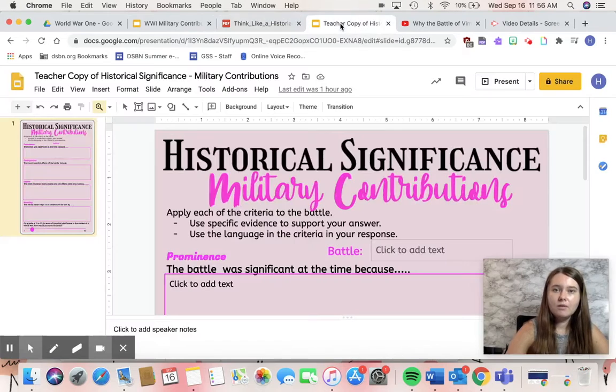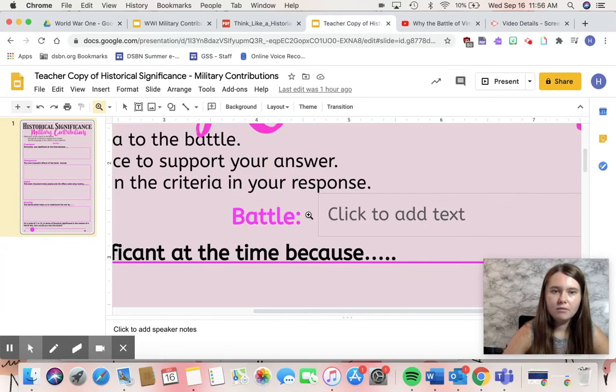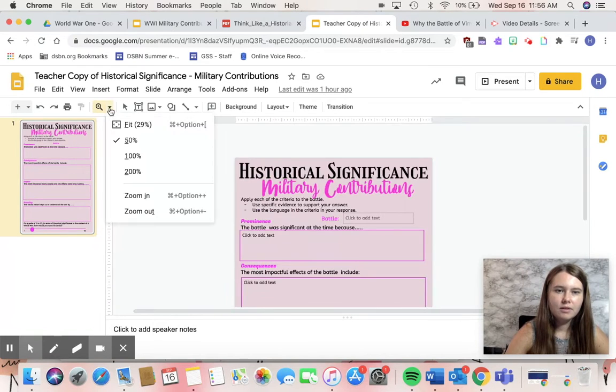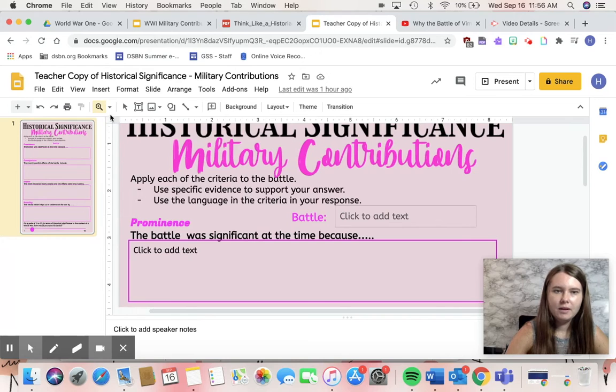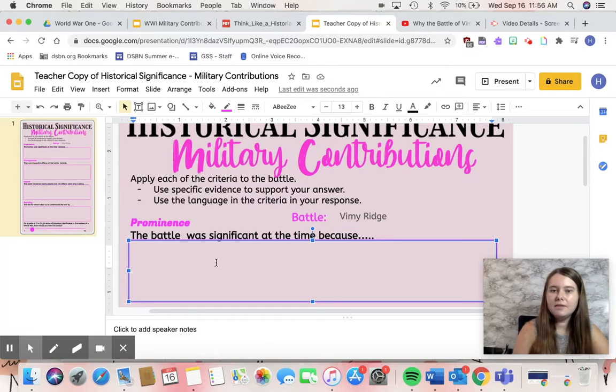So let's go here. We're going to fill this out together. Let's zoom out. Let's go to 100%. There we go. Let's click here. So our battle is Vimy Ridge. So you will put your battle that you're doing there. Prominence. The battle was significant at the time because.